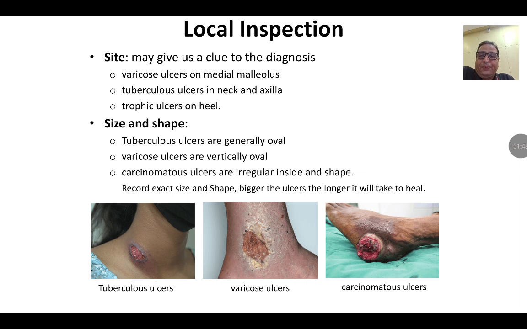Size and shape. Tuberculous ulcers are generally oval in shape. Varicose ulcers are vertically oval. Carcinomatous ulcers are irregular in size and shape. Record the exact size and shape in 2 dimensions. The bigger the ulcer, the longer time it will take to heal. Here I have shown the tuberculous ulcer on the neck, the varicose ulcer which is vertically oval on the medial malleolus, then the carcinomatous ulcer which is irregular.